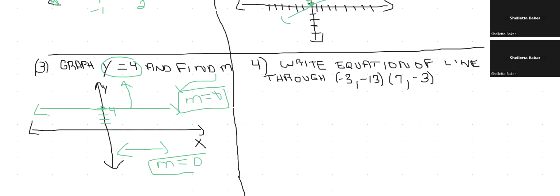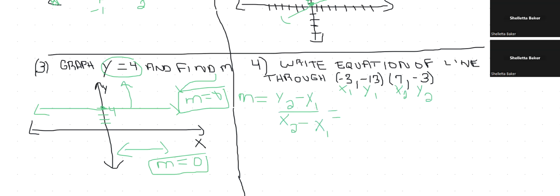For number 4, we want to write the equation of the line that goes through these 2 points. Now we have 2 points, and we actually have to start by finding the slope of these 2 points. So I'm going to label my first point as x sub 1, y sub 1, and label the second point as x sub 2, y sub 2. And to find the slope, we use our equation. This is our formula we're going to use to find the slope, where we take the difference in the y coordinates and we divide it by the difference in the x coordinates.